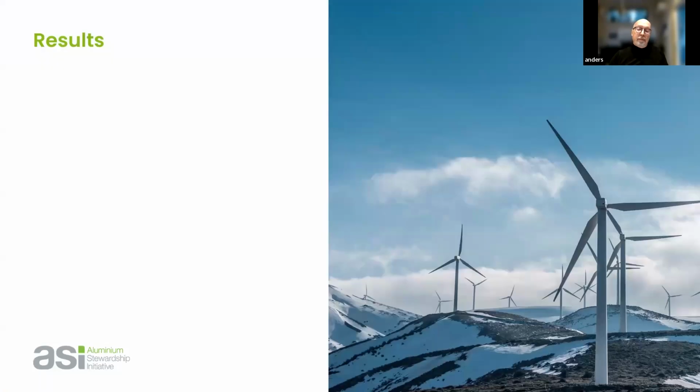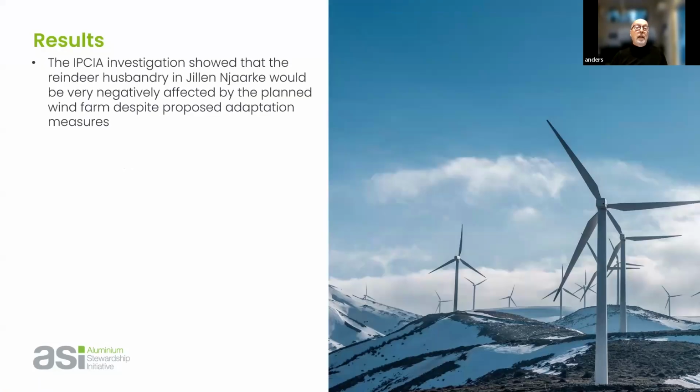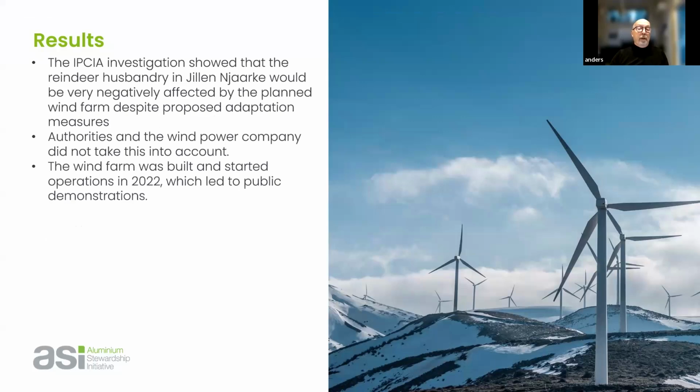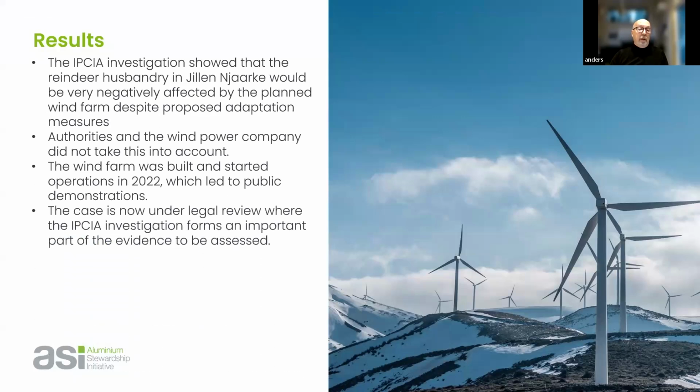So the results: the IPCIA investigation showed that the reindeer husbandry in Jelenjarki would be very negatively affected by the planned wind farm, despite proposed adaptation measures. Authorities and the wind power company did not take this into account. The wind farm was built and started operations in 2022, which led to public demonstrations in the Sami world. And the case is now under legal review, where the IPCIA investigation forms an important part of the evidence to be assessed in the court.